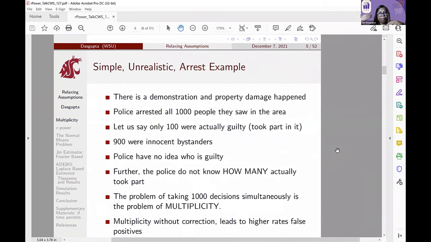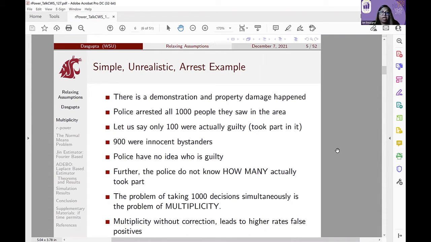So the idea of multiplicity is the fact that if you make multiple decisions simultaneously, then you increase your probability of a type 1 error or a false positive. Okay, so I'm going to start with this very unrealistic arrest example.